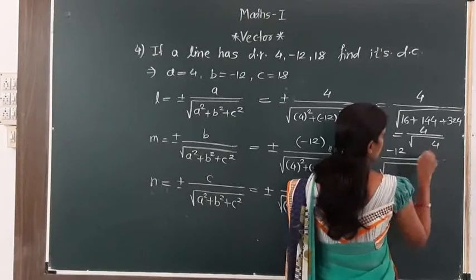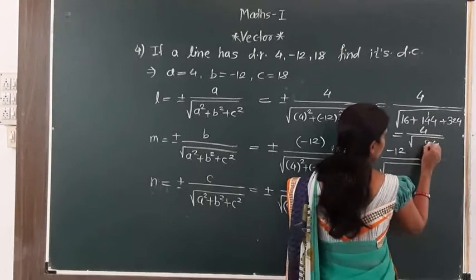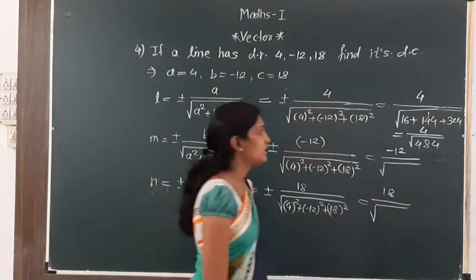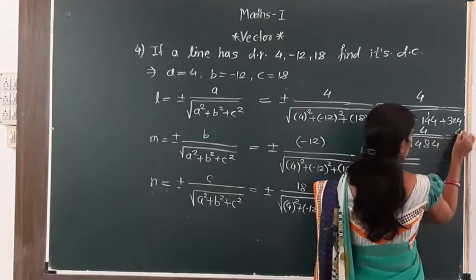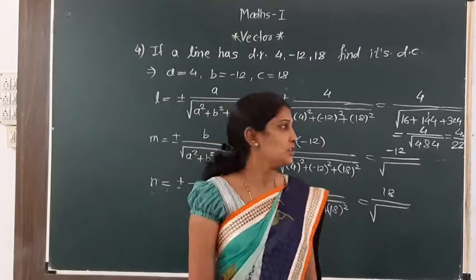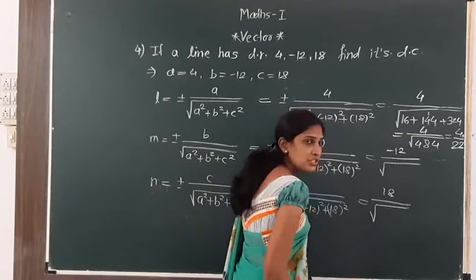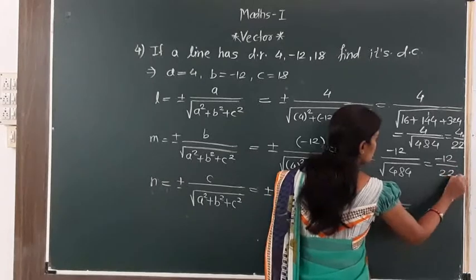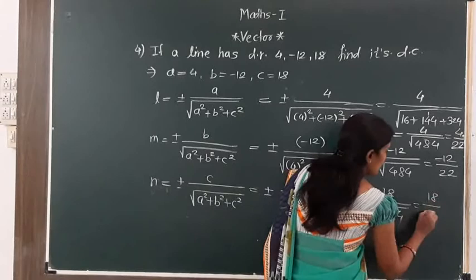Adding these, that is 484. And what is its square root? It is 22, the square of 22 is 484. So its value is 4 upon 22. Similarly, the denominators are the same, 484, so the next value is minus 12 upon 22. And the last value is 18 upon 22.